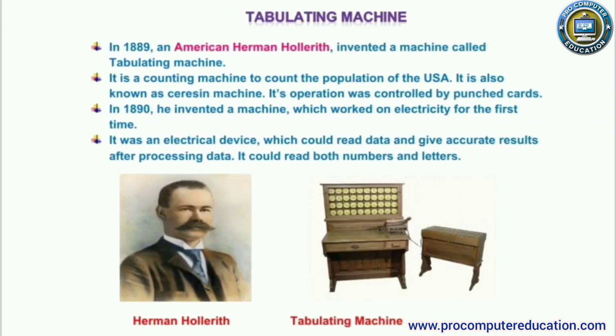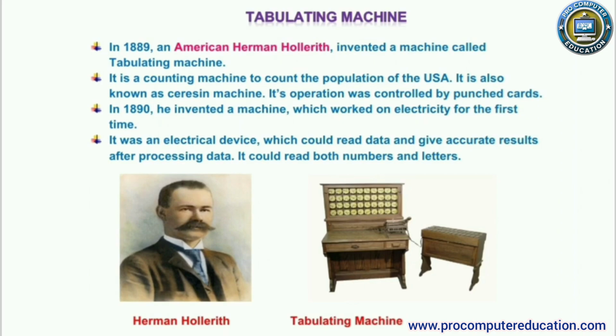After that, the tabulating machine. In 1889, an American, Herman Hollerith, invented a machine called tabulating machine. As you can see in this picture, he is Herman Hollerith. He invented the tabulating machine. It is the most important point, so remember it. Look at this picture of tabulating machine. It is a counting machine to count the population of the USA. It is also known as Census machine. Its operation was controlled by punched cards. In 1890, he invented a machine which worked on electricity for the first time. It was an electrical device which could read data and give accurate results after processing data. It could read both numbers and letters.